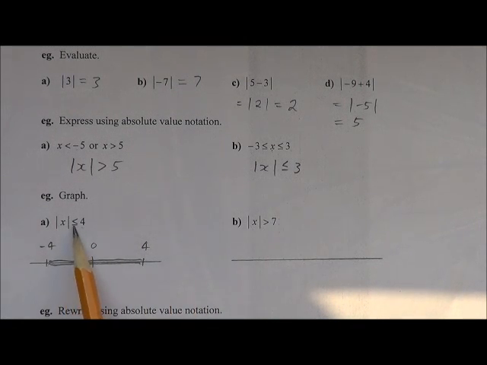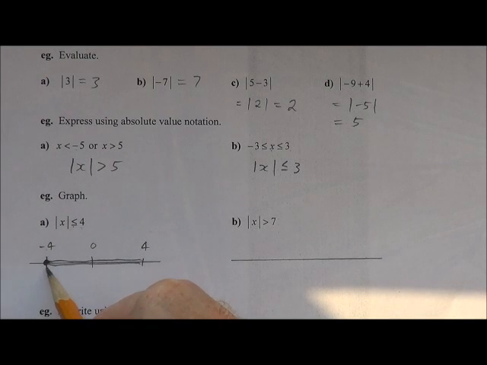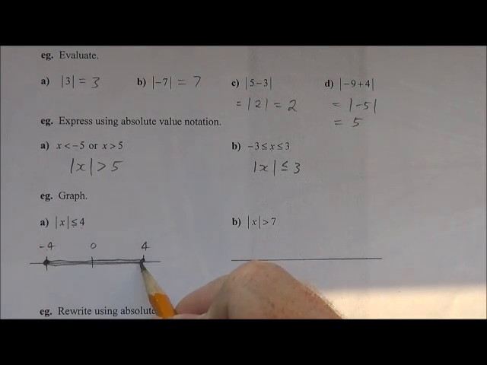Now when it's equal to, that means that it does contain negative 4 and it does contain positive 4. So that's when we would put a closed circle on both negative 4 and 4.